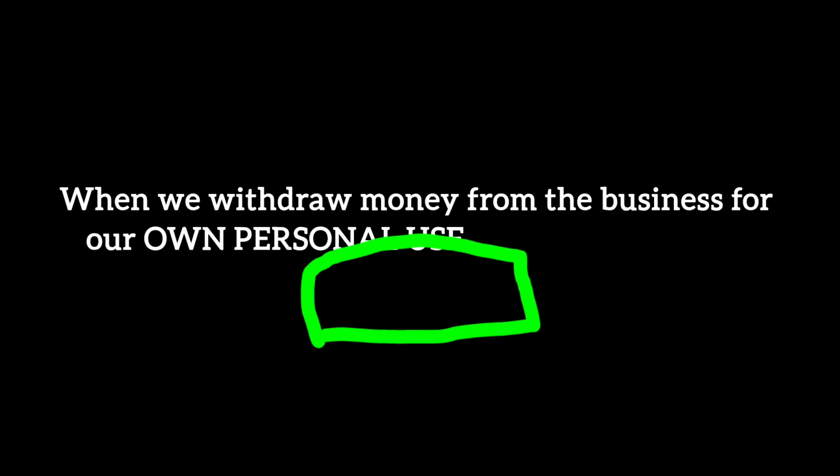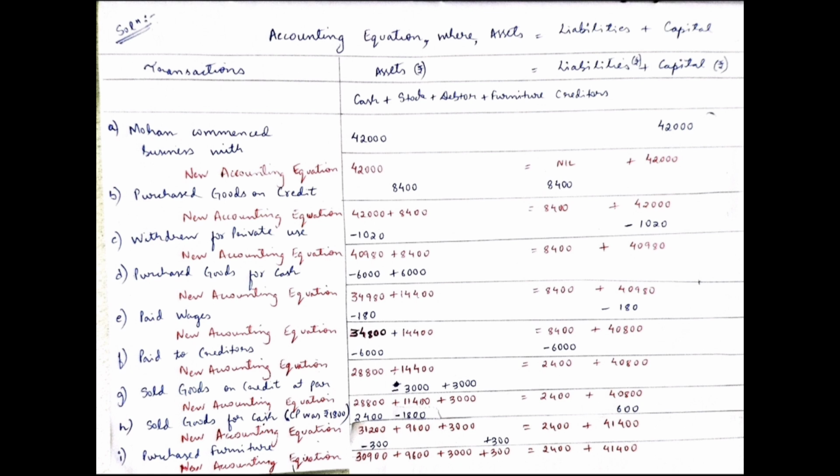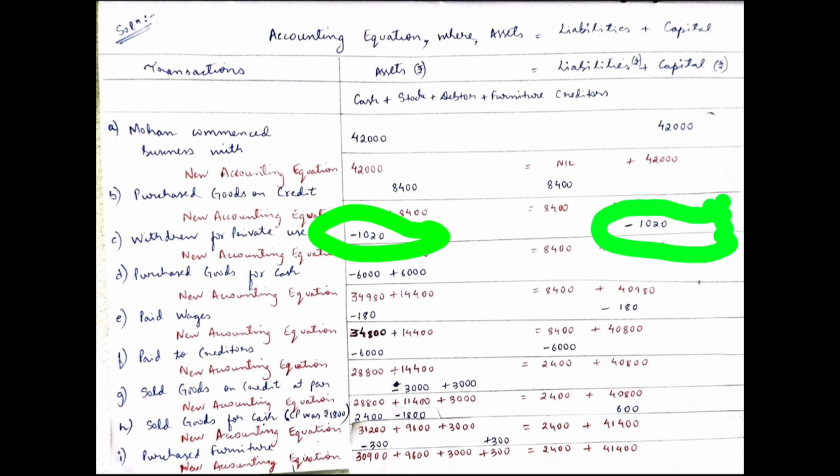So when Mr. Mohan withdraws 1,020 rupees for his own private use, the cash of the business will decrease. Yes or no? Always think from the perspective of the business. So 1,020 we will deduct from cash, and this 1,020 we will subtract from the capital, because drawings we always subtract from the capital.